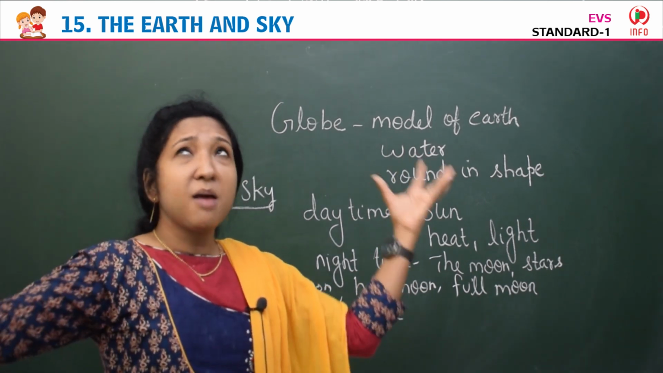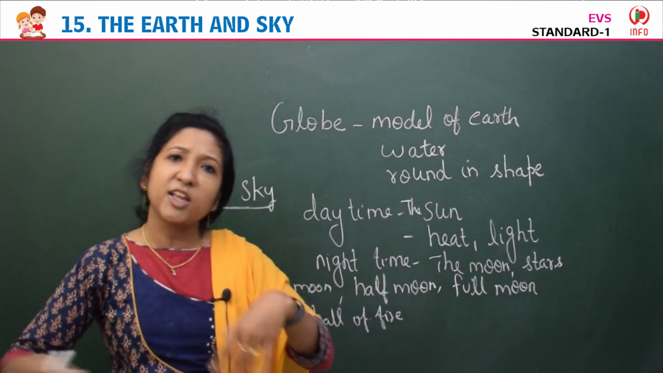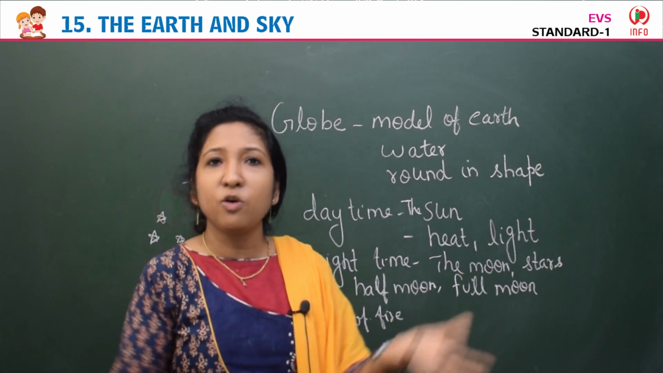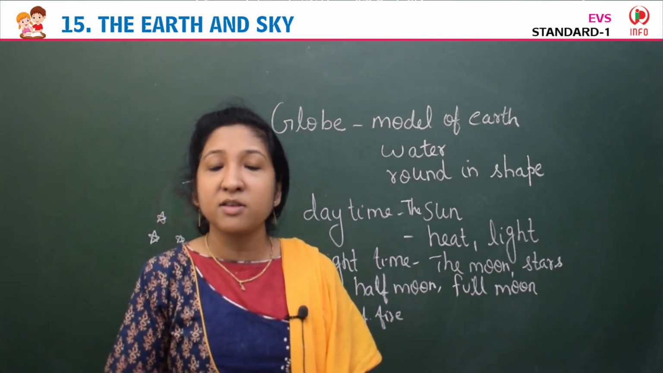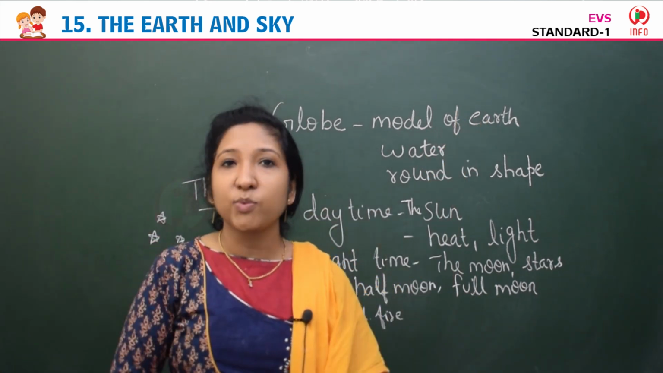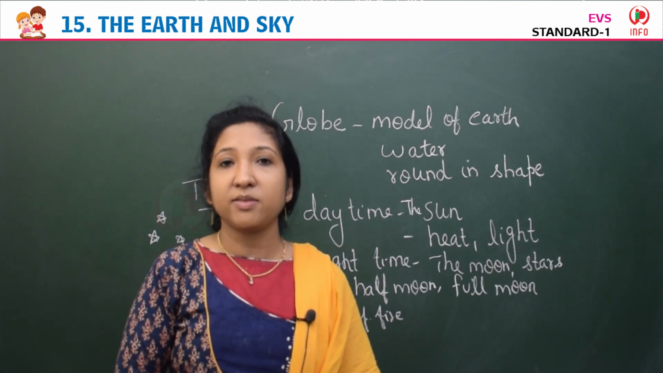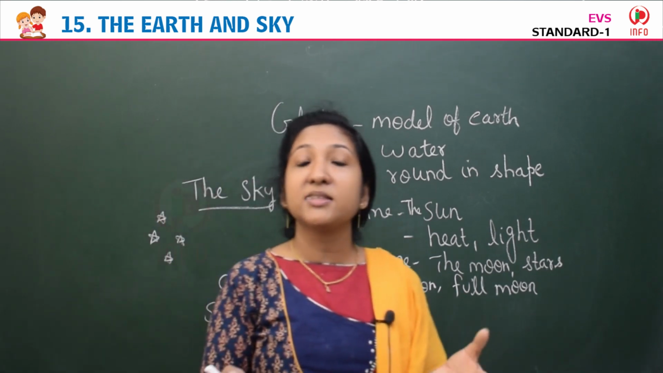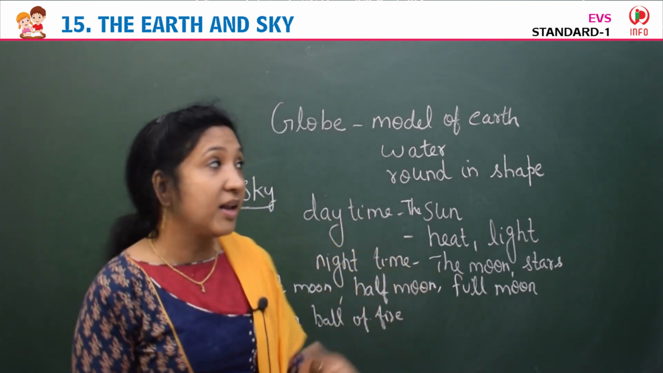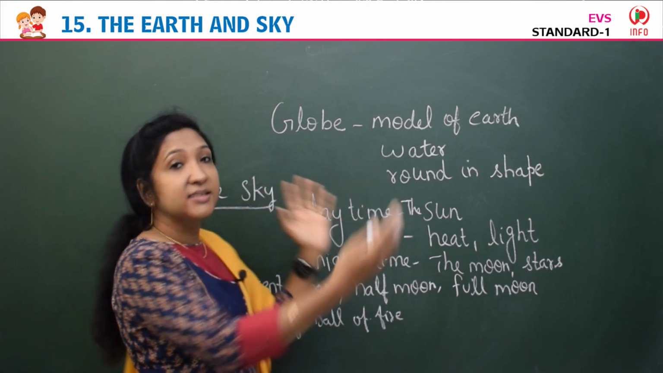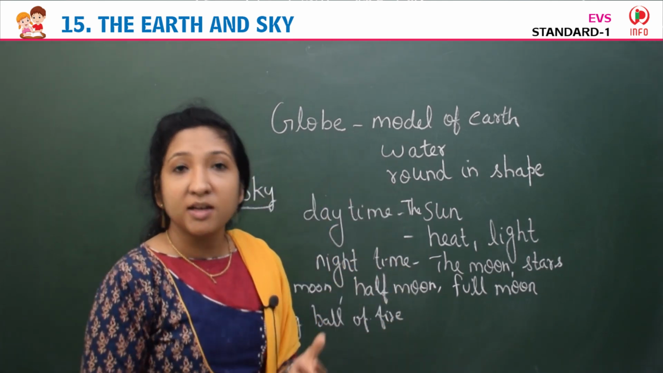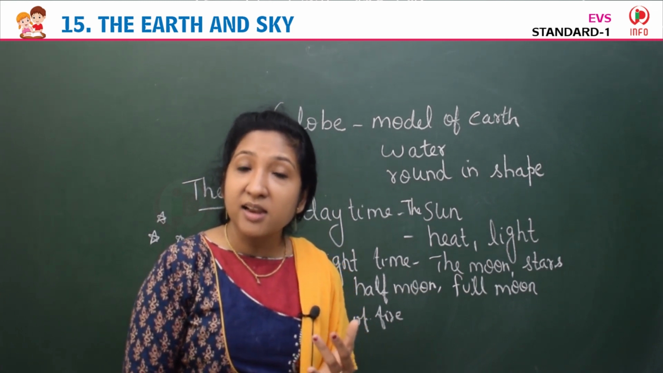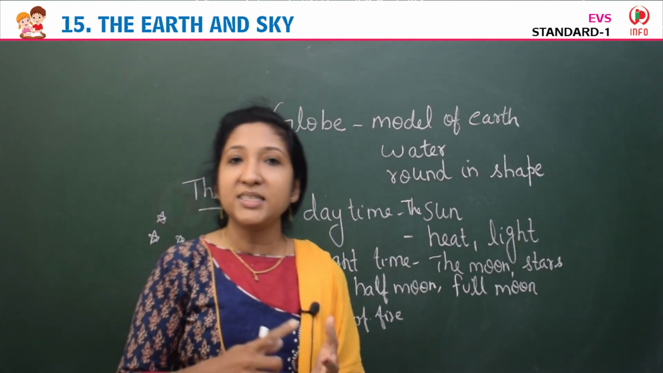There are n number of stars in the sky because we cannot count the stars. Simply we can say thousands of stars, but no one can count the stars because here and there many stars we can see in the sky. They shine at night. That's why they are called shining stars, twinkling stars. Yes, so we learned about the earth and sky. We learned about earth and we learned about the sky. The daytime we see the sun, nighttime we see the moon and the stars.